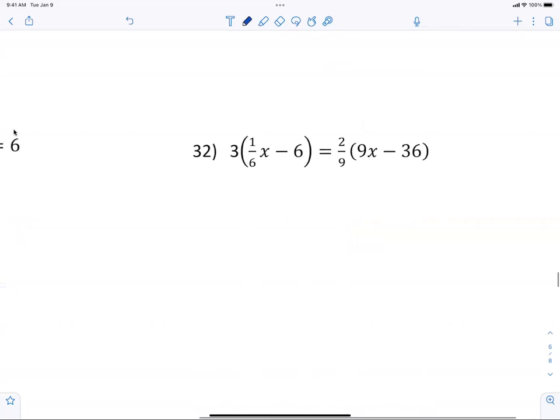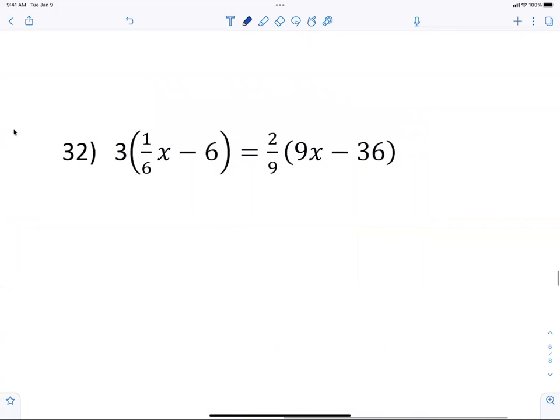Let's continue on. All right, now we got to distribute. This one's kind of annoying, so here we go. Let's make sure we're good. 3 times 1/6 is 3 over 6, which can reduce to what? 1/2. 1/2 x. Now distribute the 3. Tosh, what's that going to become? Yes. Anybody have a problem with 1/2 x equal or 1/2 x minus 18?